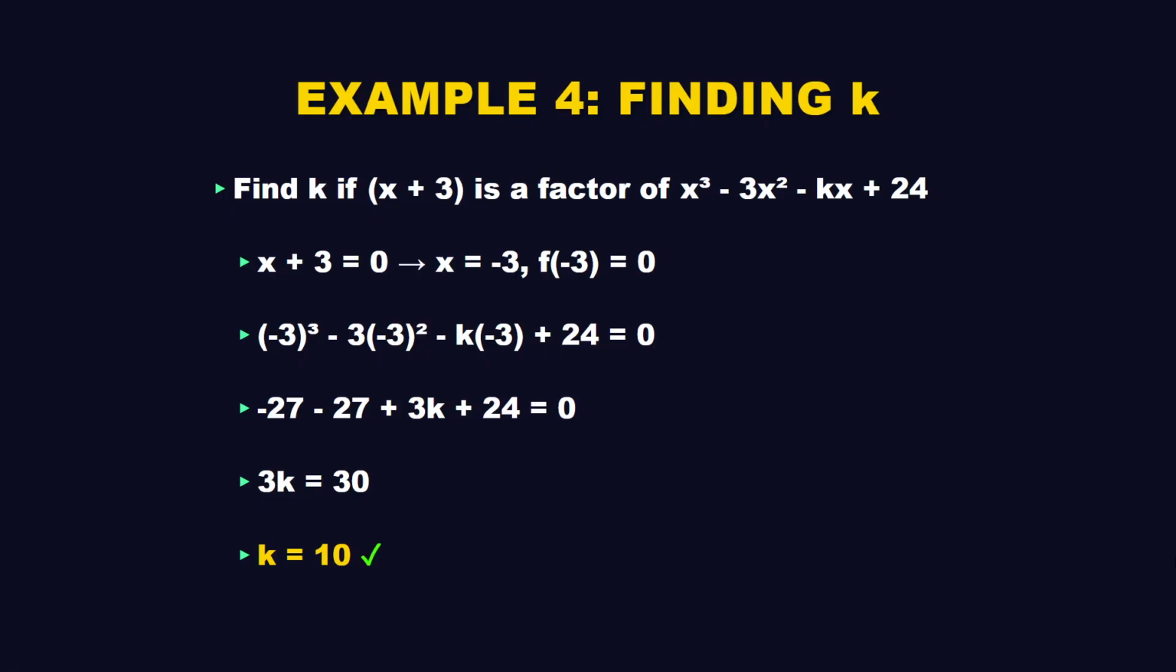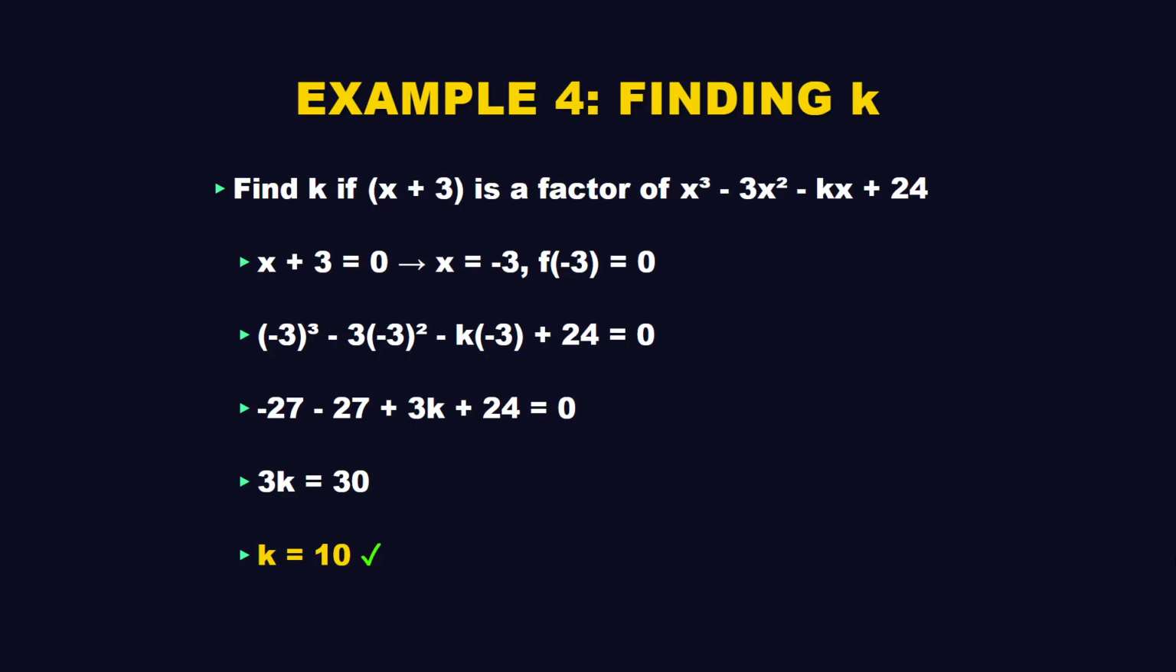Let's take another example. This involves finding an unknown. They have given that x plus 3 is a factor of x cube minus 3x square minus kx plus 24. Because x plus 3 is a factor, I know that f of minus 3 will be 0 by applying the factor theorem. Now in the place of x, if I put minus 3, I should get f of minus 3 as 0 because clearly it is mentioned that x plus 3 is a factor. Hence, I can clearly find the value of k here after simplification to be 10.